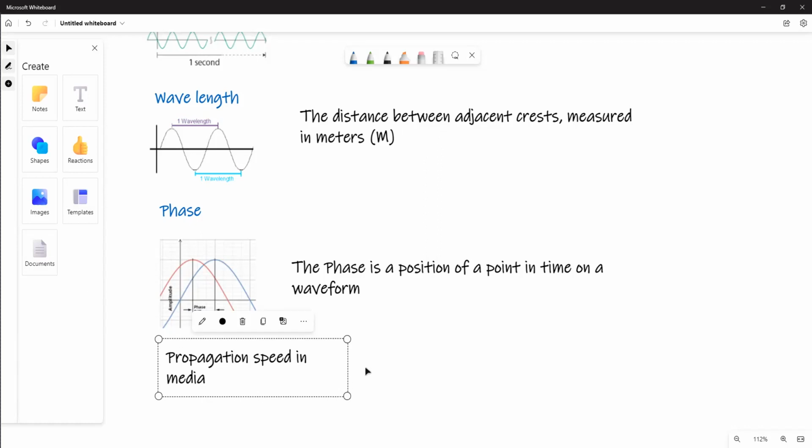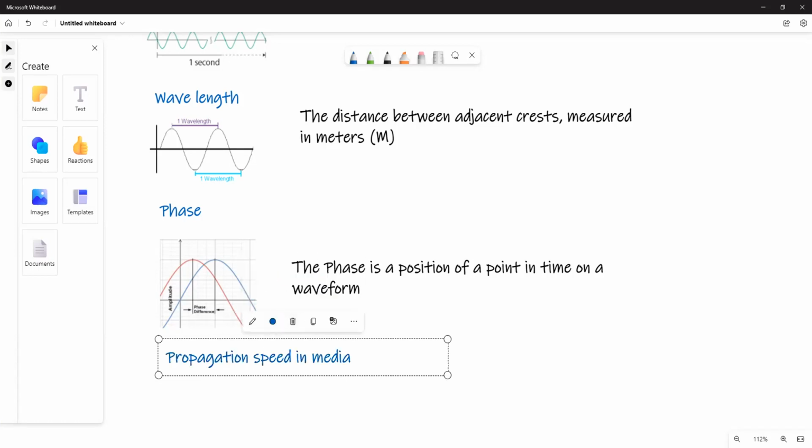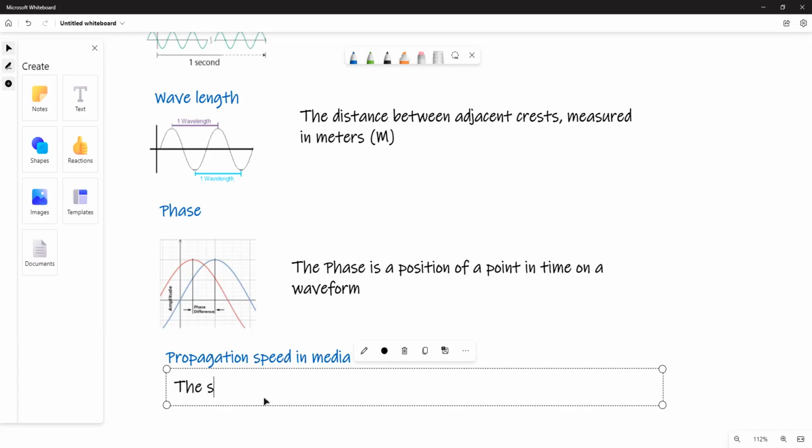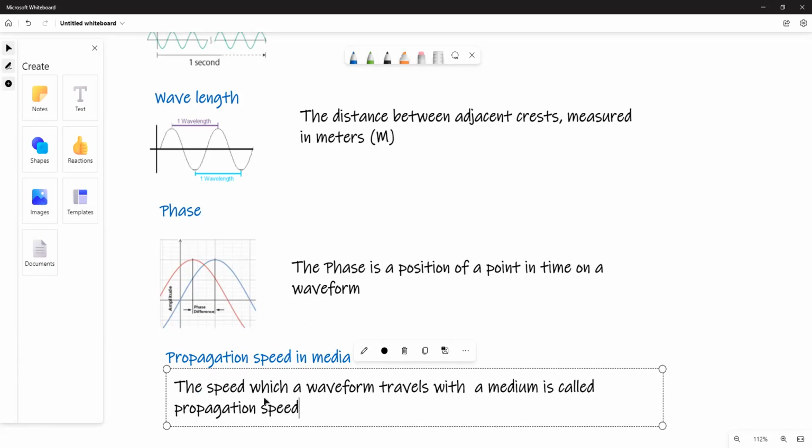Right. So when we talk about the propagation speed, we can say this is the speed. The speed at which a waveform travels within a medium is called propagation speed. This is equal to the multiplication of frequency and the wavelength.